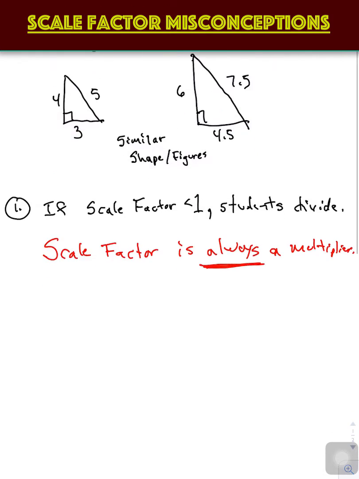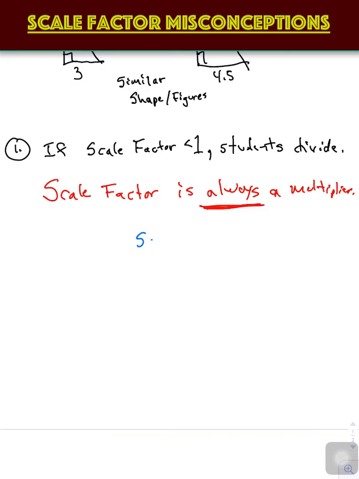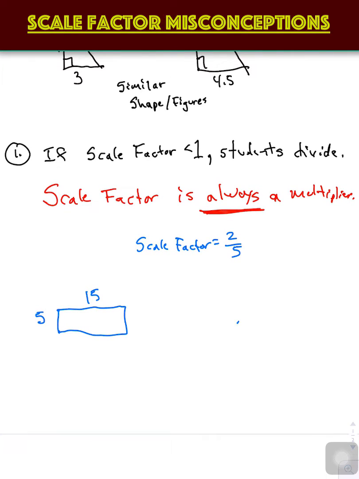So an example of this would be if the scale factor is 2/5. What I see students do a lot is they'll have a figure over here and one here, and the scale factor is 2/5. So because it's less than 1, the number should be getting smaller, but I see students thinking that they need to divide. So they'll do 15 divided by 2/5. After they keep change and flip, they end up with 15 over 1 times 5 over 2, which gives them 75 halves, or 37.5.